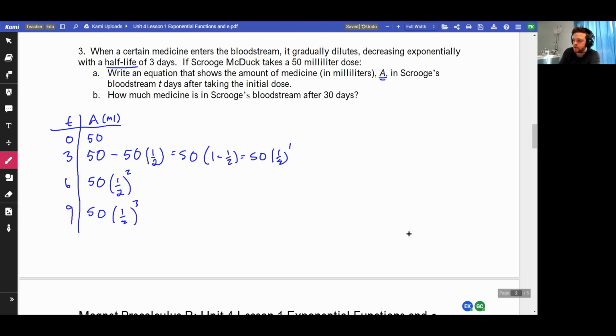How about after t days? Well, after t days, that's tricky, right? Because we've been working with multiples of 3. So we need to think about how to go backwards from our pattern: when we plug in 3, we get out 1 as our exponent. We plug in 6, we get out 2 as our exponent. So I think there's some sort of division. It seems to be by 3, which is the number of days of our half-life.